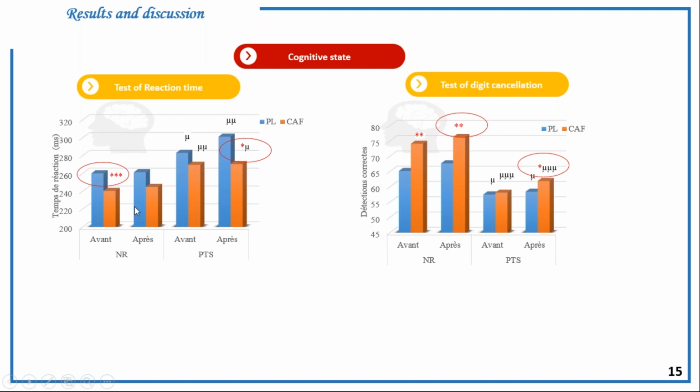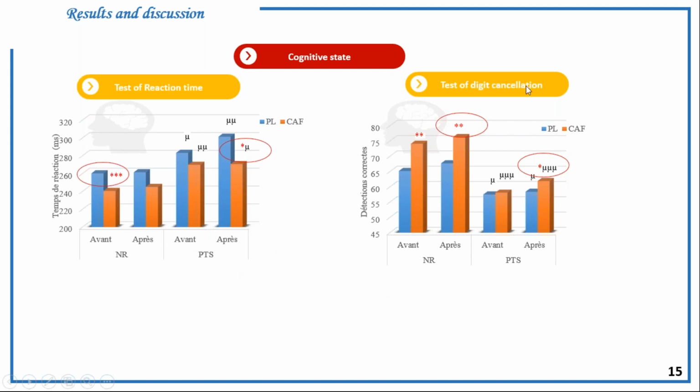For the test of reaction time, we have here after the reference night and after the total sleep deprivation night, in blue the placebo and in red the caffeine group. As we see here, the caffeine group has better times in the reference night and after the total sleep deprivation night.